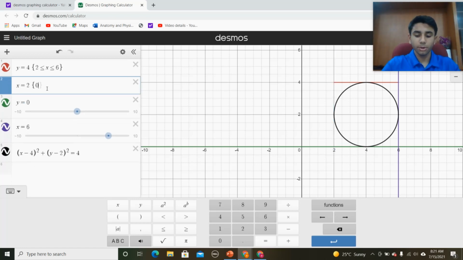So we're going to make it 0 is less than or equal to y is less than or equal to 4. So we know that all y values from 0 to 4 on this line are going to be applicable. So it creates that line segment that's 4 units long. And then let's close it off.